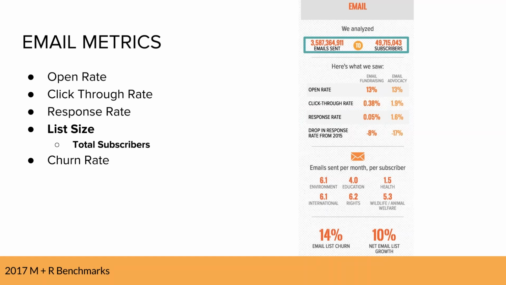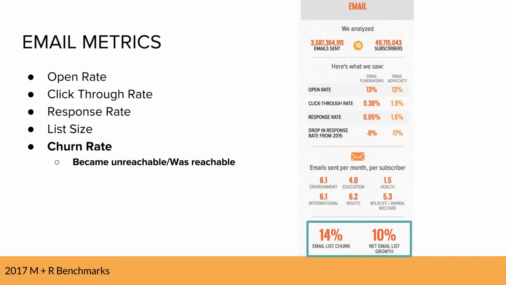List size is normally just the number of subscribers or active subscribers. You can do total number of emails sent, but normally list size is how many people are actively subscribed to your list. And then churn rate is important as well. Churn rate, in its simplest form, is people who became unreachable from unsubscribes or bounces divided by the number of people who were reachable at the start of that period. So often this is on a yearly basis.